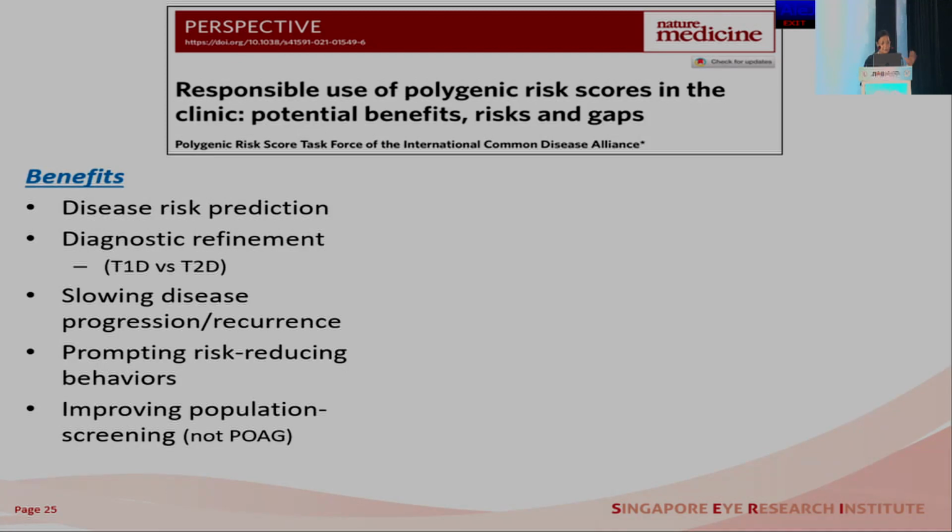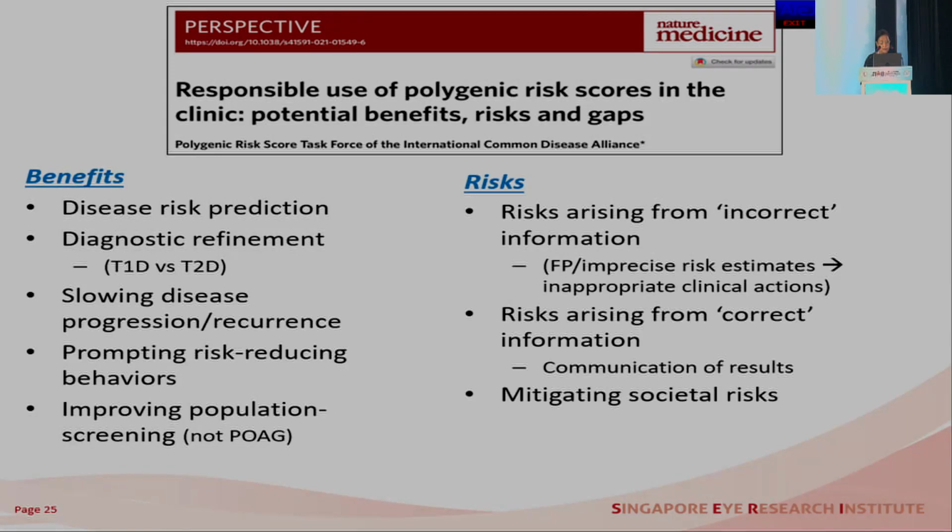So these are some of the benefits of polygenic risk score, but there are also some risks which can arise from incorrect information as well as correct information. What I mean by incorrect information is that, as with any other test, a genetic risk score can suffer from imprecise risk estimates and false positives. So these tests should not be used as standalone tools, because if you use it as a standalone tool and a patient has a false positive test, it can lead to inappropriate clinical actions. Therefore, they should always be used in conjunction with clinical examination and evaluation.